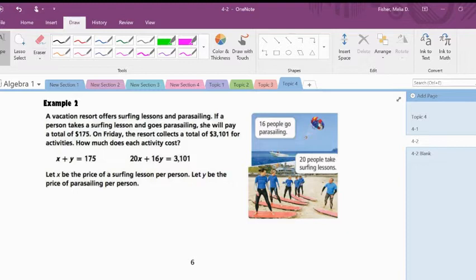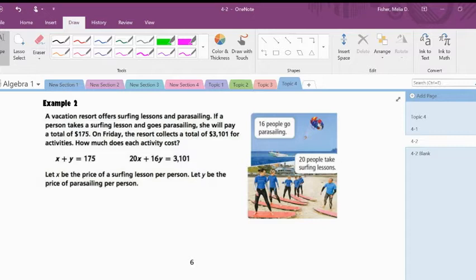Example 2. A vacation resort offers surfing lessons and parasailing. If a person takes surfing lessons and goes parasailing, she will pay a total of $175. On Friday, the resort collects a total of $3,101 for activities. How much does each activity cost?